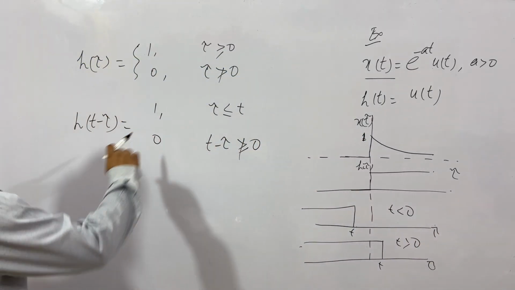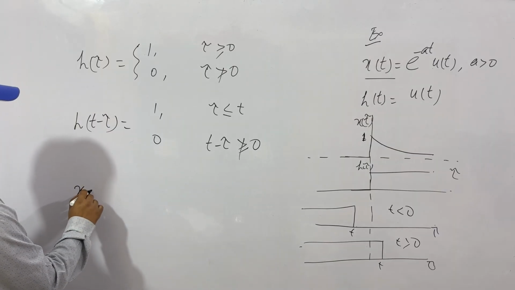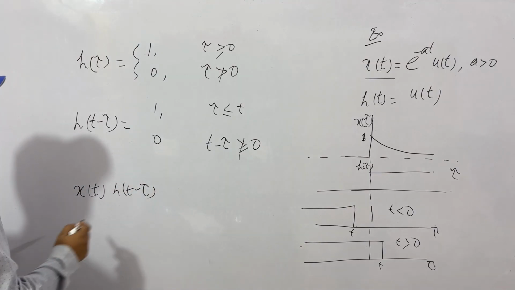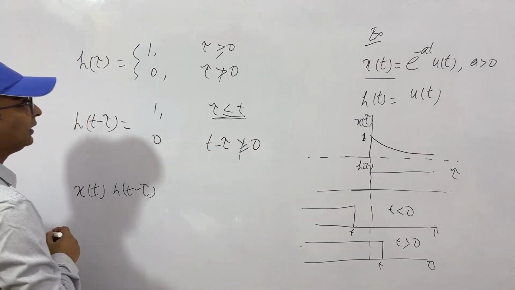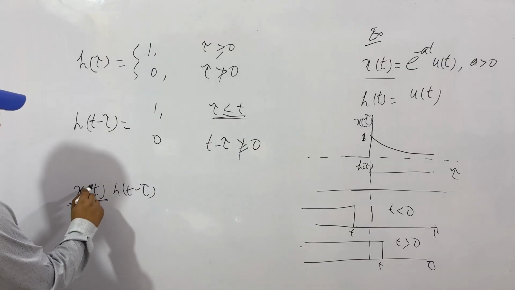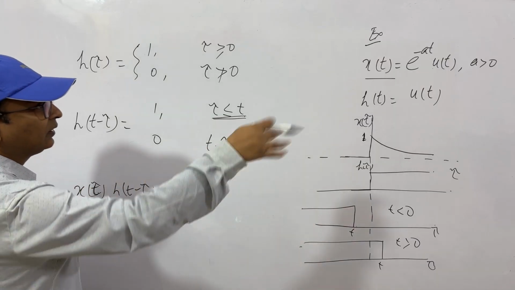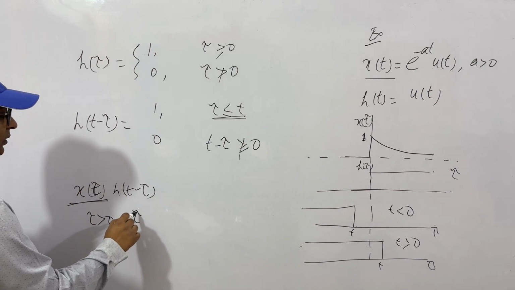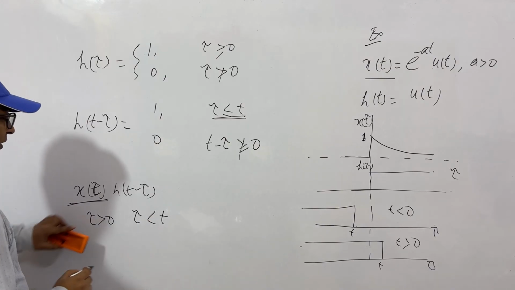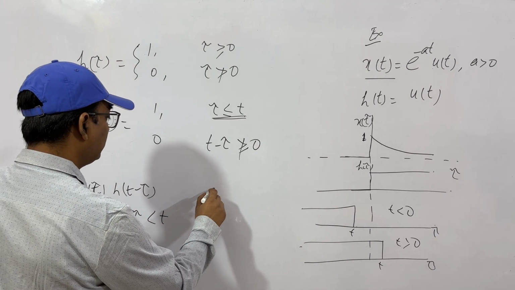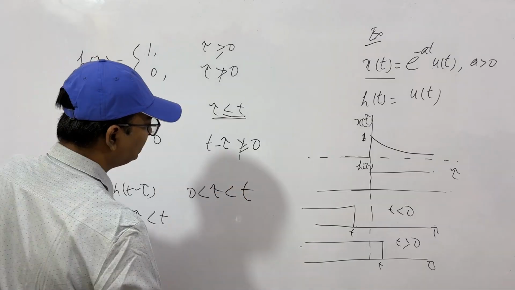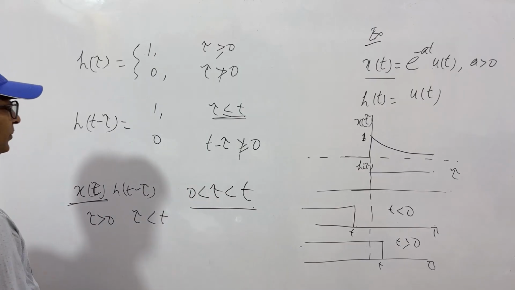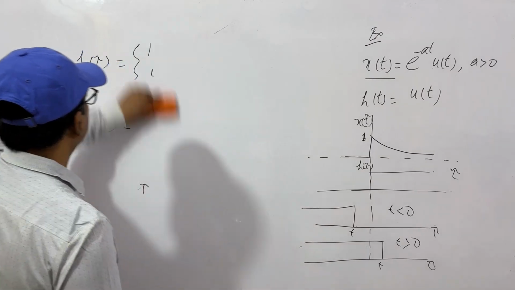Now think of this signal x(tau) h(t minus tau). It is 1 only for tau less than t, and x(tau) is applicable only where tau is greater than 0. That puts the condition tau should be greater than 0, and this puts the condition tau should be less than t. So tau will lie between 0 and t. So your integration from minus infinity to infinity becomes limits from 0 to t. Clear? So now let's do the convolution.